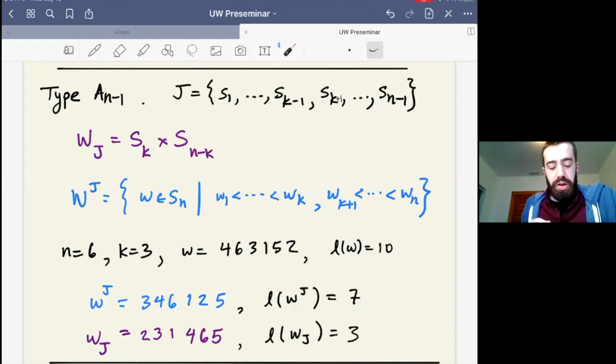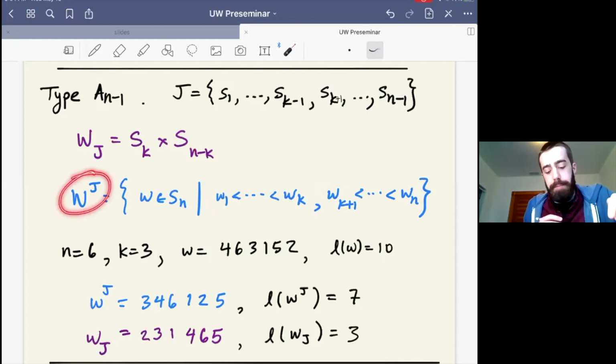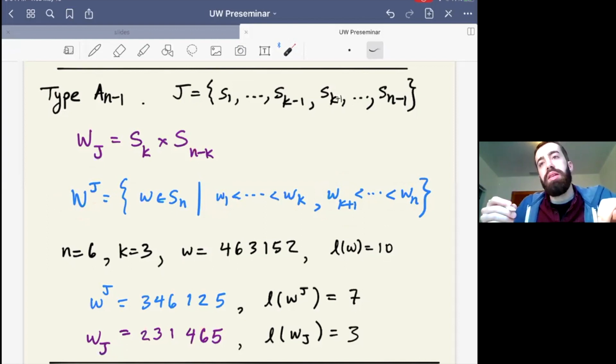So if we think about it, in each coset, we're specified which numbers are among the first K, and I ask you what's the smallest possible length for a permutation satisfying that. Well, I know which numbers I have to have among the first K and among the last n minus K, but in order to avoid extra inversions, I should have these segments increasing. So in other words, the W^J are those permutations where the only possible descent is in the Kth position. All right.